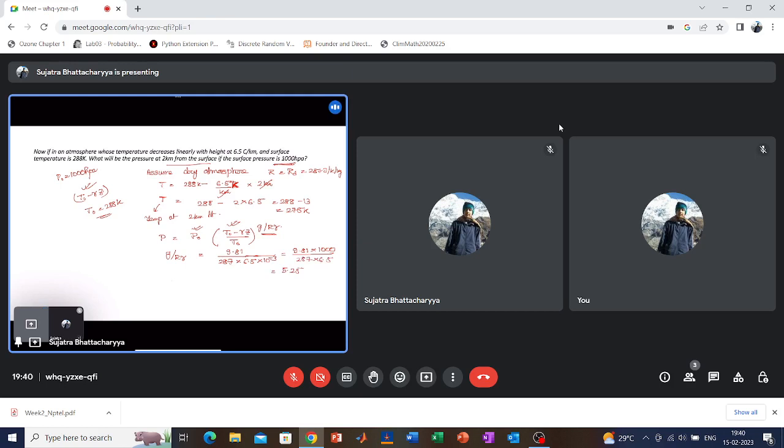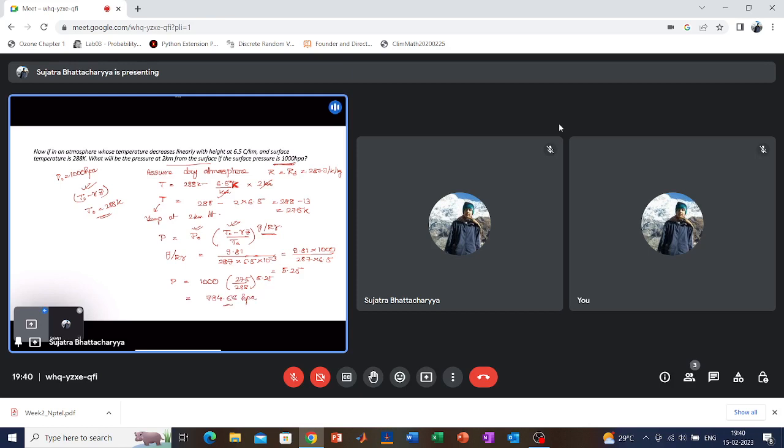Okay, so therefore P will be equal to 1000 times (T0 minus gamma Z, which is 275, divided by T0, which is 288) to the power 5.25, and if you calculate this, the answer will come out to be about 784.66 hectopascals. Fine.